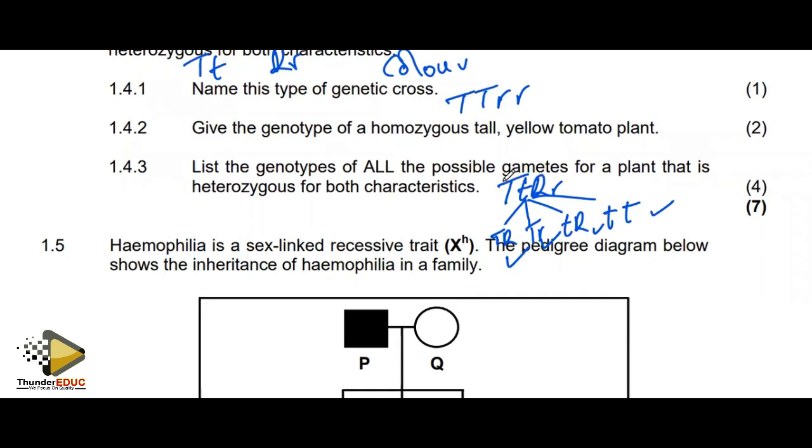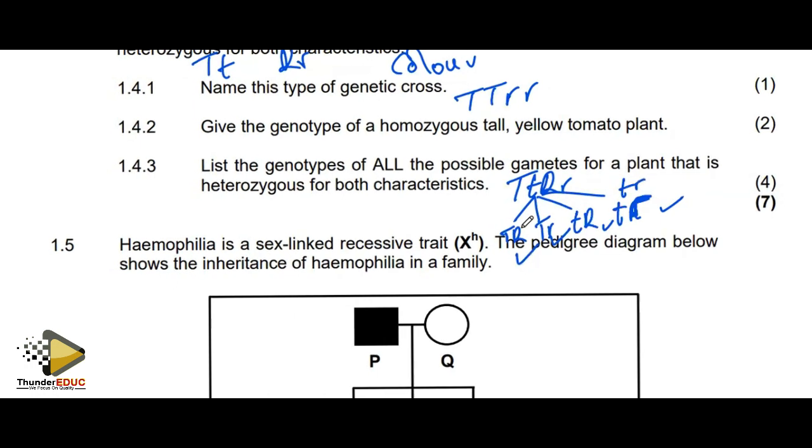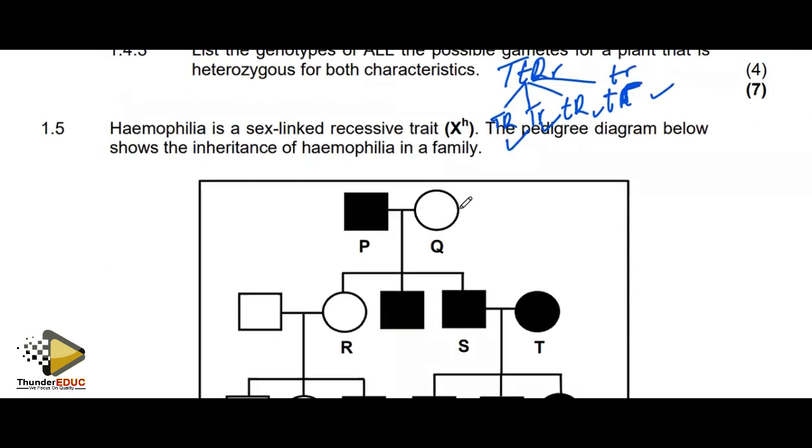So we have this must go with these 2, and this must go with these 2. So capital T with capital R, then capital T with small r, then small t with capital R, then small t with small r. Yes. So basically that is it.